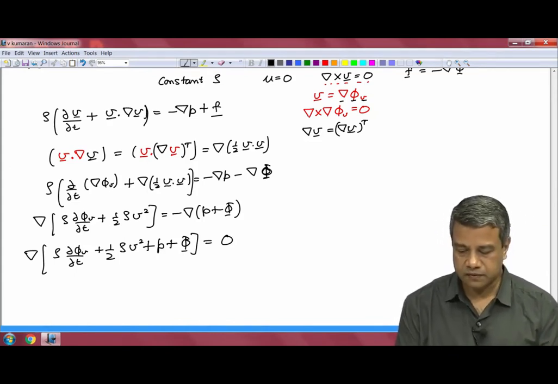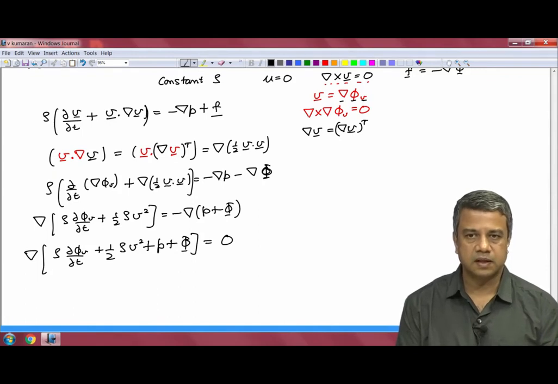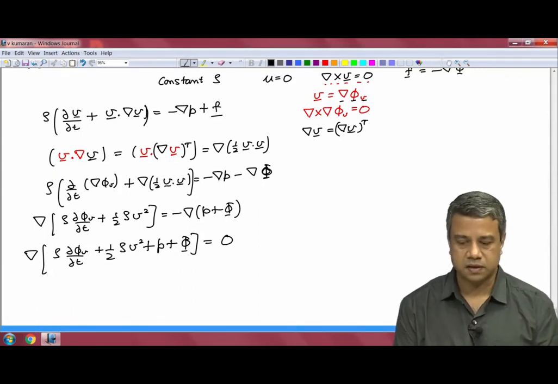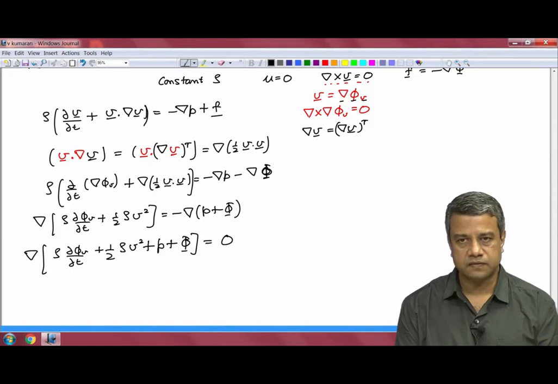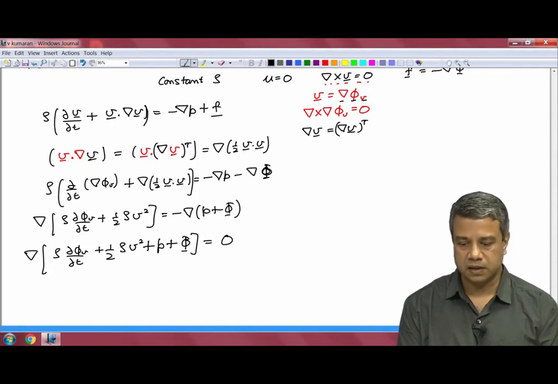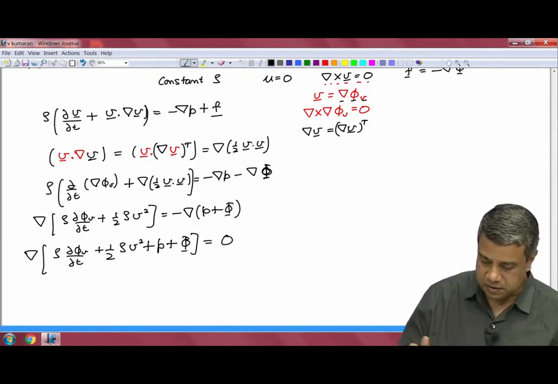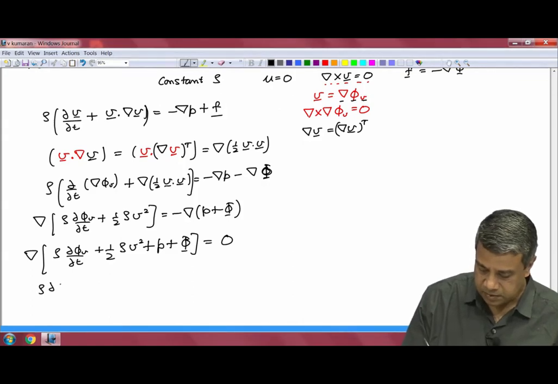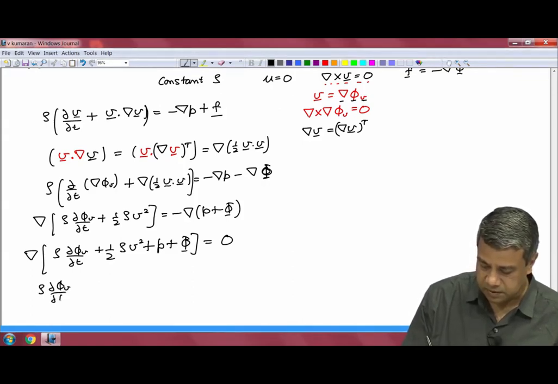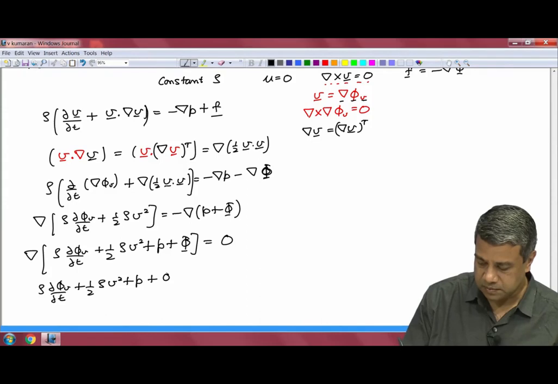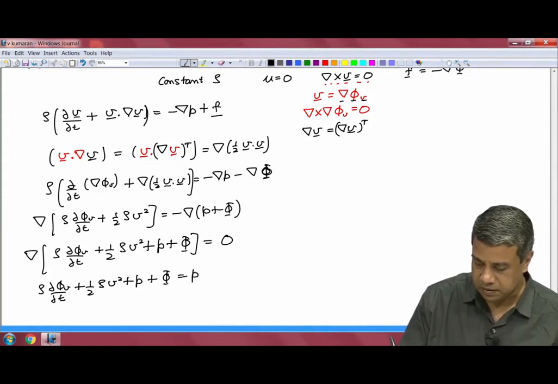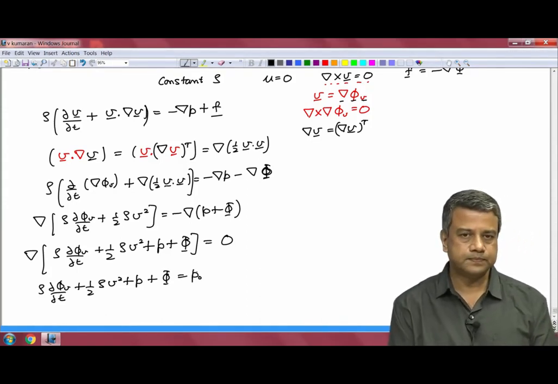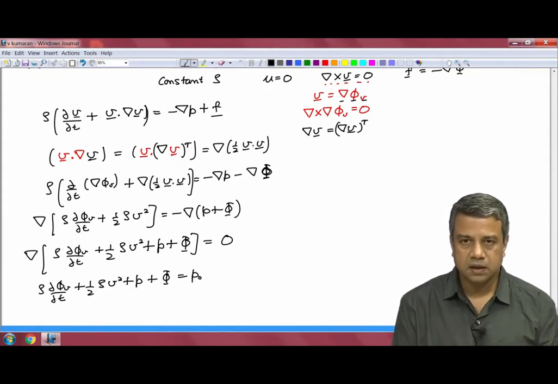And when the gradient of a function is 0 throughout the domain, that means that that function has to be a constant. So, rho partial phi v by partial t plus half rho v square plus p plus the potential phi has got to be equal to p naught. If you recall, this is the Bernoulli equation that we had.